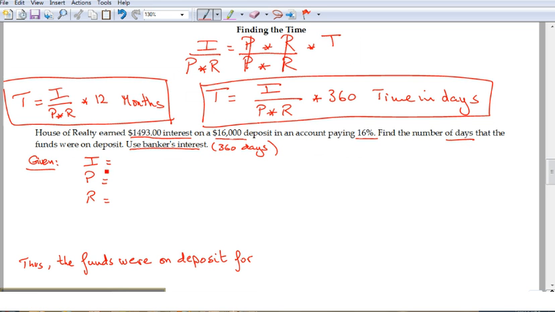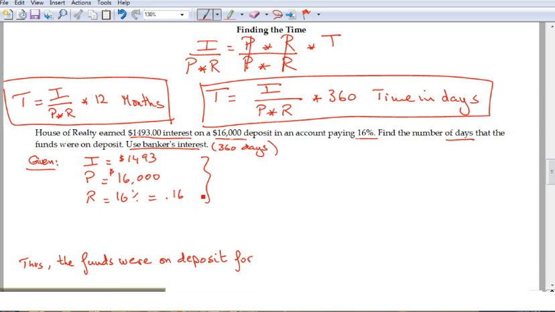So now we'll write down what's given. What's given for us is the interest. How much interest was earned? Earned is $14.93, and the principal is 16,000. That was how much was deposited. That's the principal. And the rate is 16%, which I must change to a decimal. It's 0.16. So this was given.